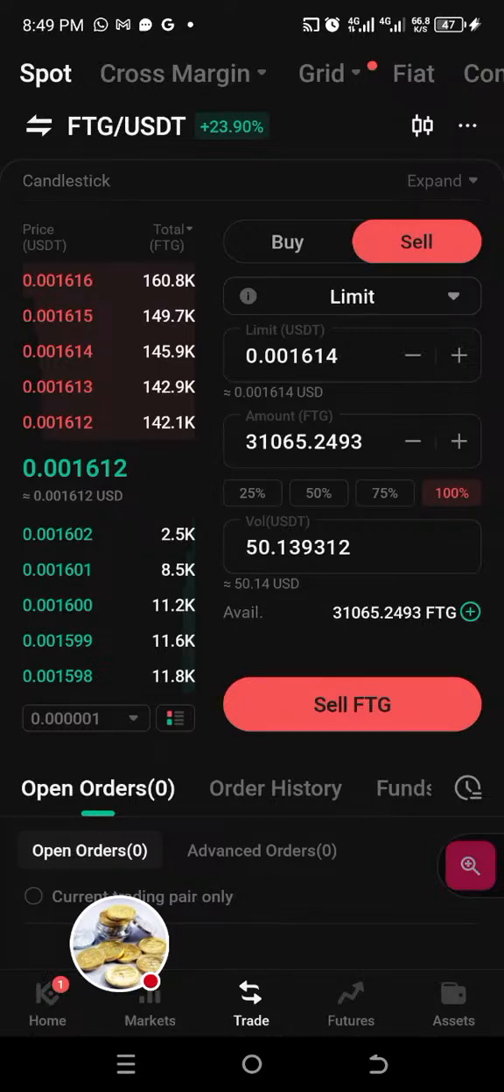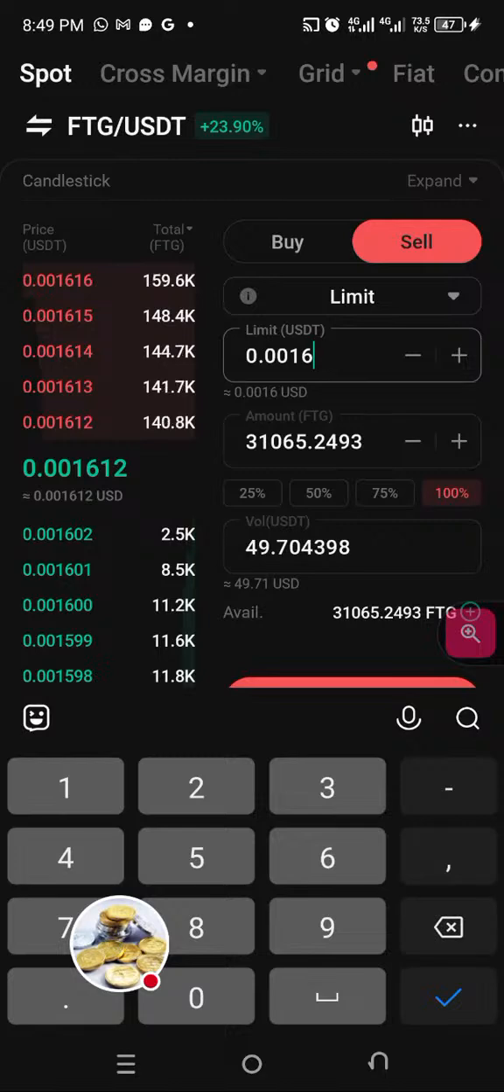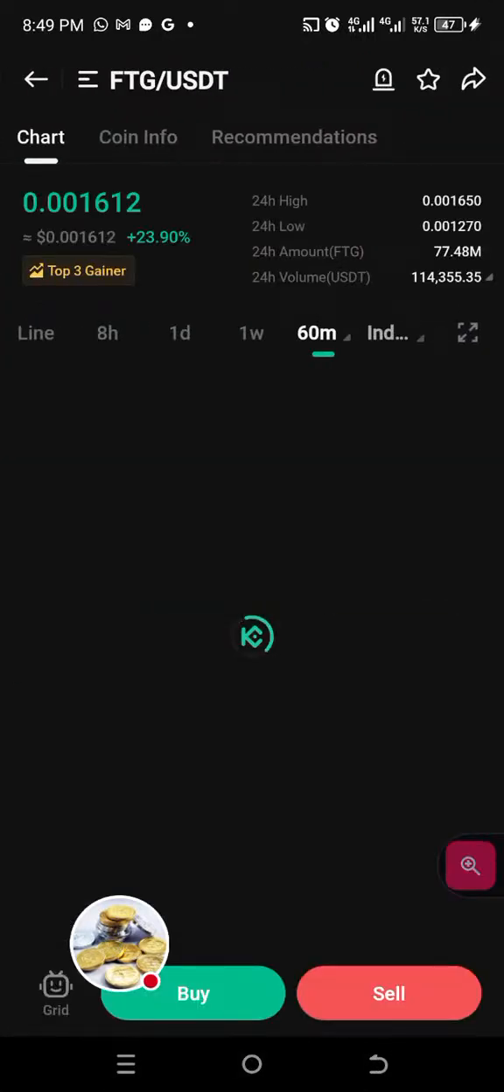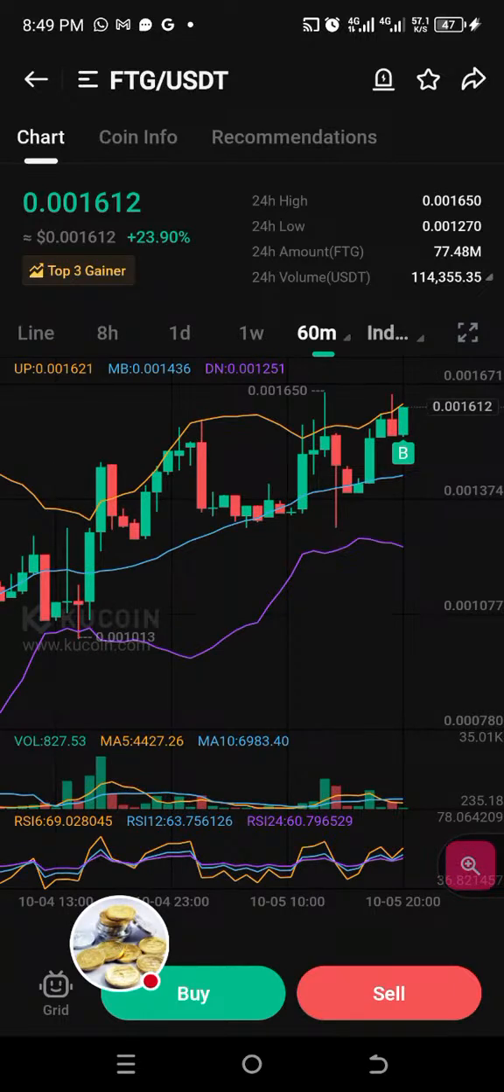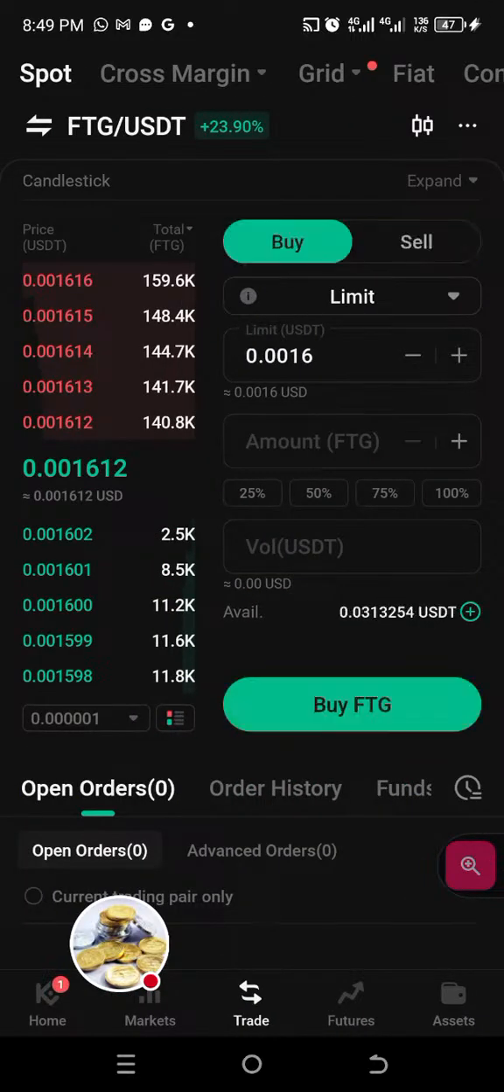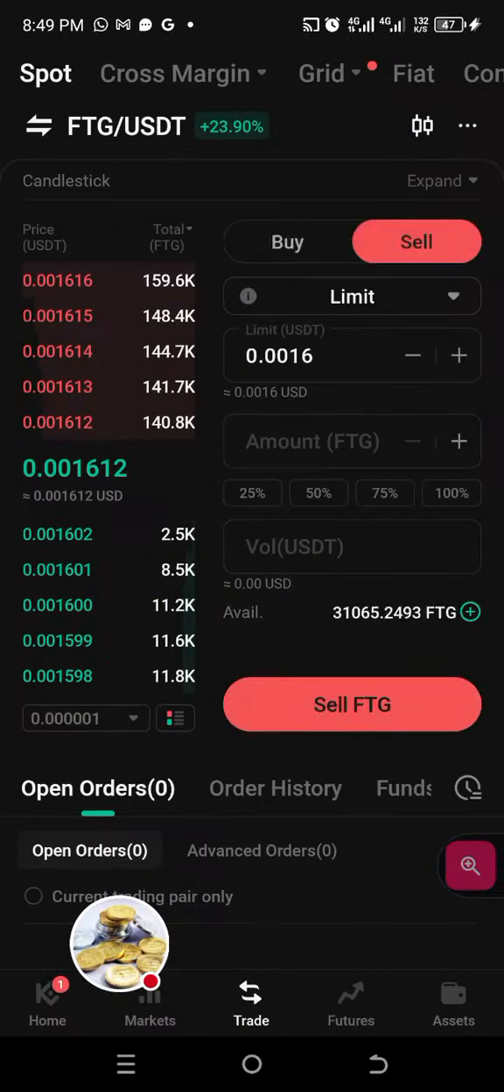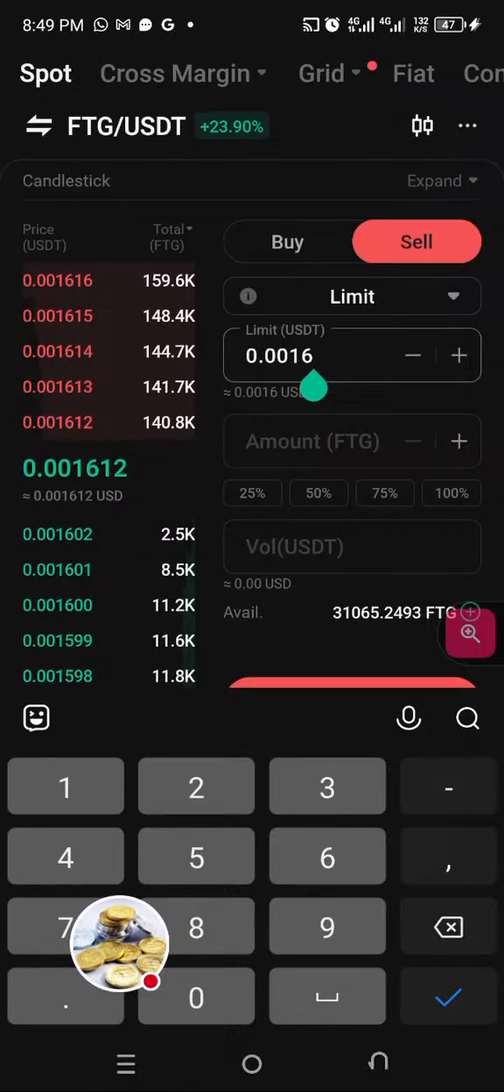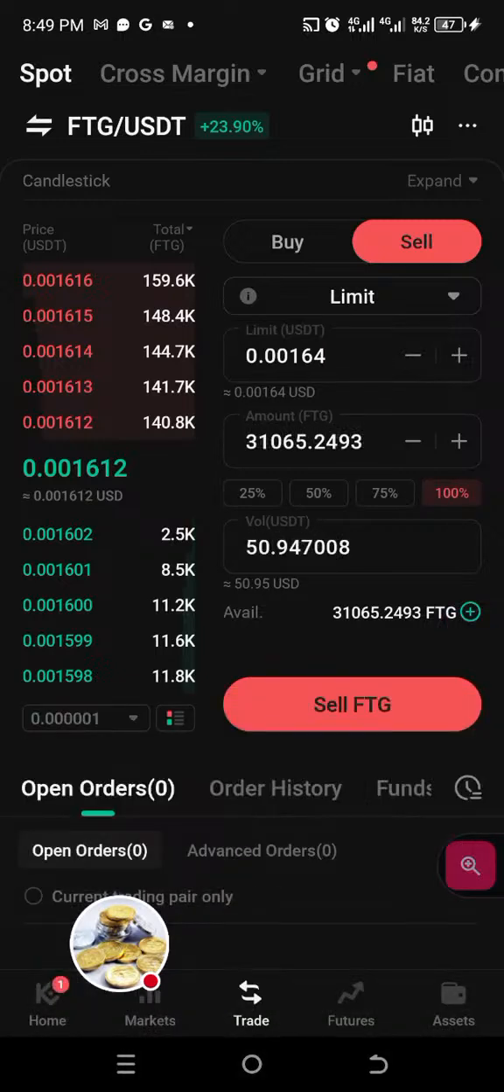Okay. So let's go back and put it at 6162. Let's check what was the highest high. What was the 24-hour high? That's 1650. Okay, so we can actually choose something else. Let's choose 164. Let's see. If we choose 164, we'll make 94 cents, almost 20%.